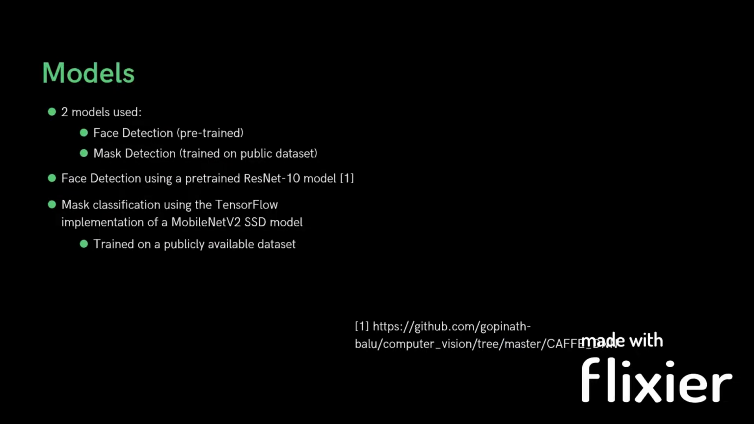There are two models that are used in the inference pipeline. The first is a face detection model, which is a ResNet 10 model that has been pre-trained. And the second is a mask classification model, which uses the TensorFlow implementation of a MobileNet v2 SSD. This has been trained on a publicly available dataset, whose link you can find on the slide.